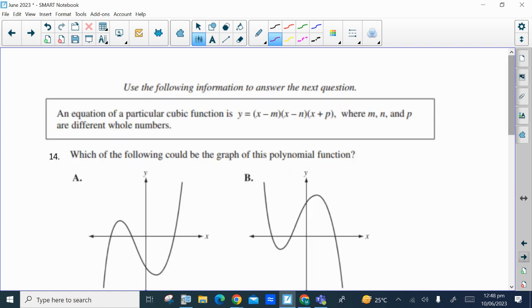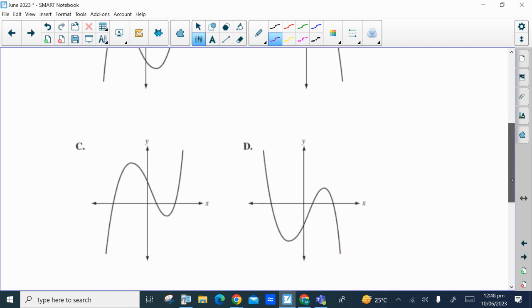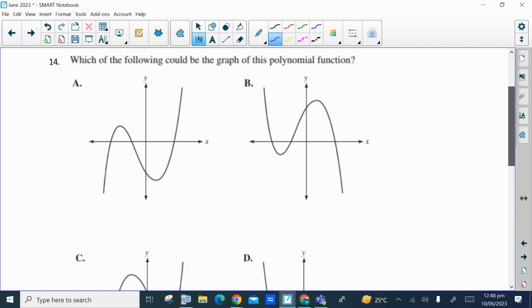Number 14, an equation of a particular cubic function written in that form where m, n, and p are different whole numbers. Which of the following could be the graph of this polynomial function? So because they're different factors, you're going to have 3 different x-intercepts, which all of our graphs do. So that doesn't help us.